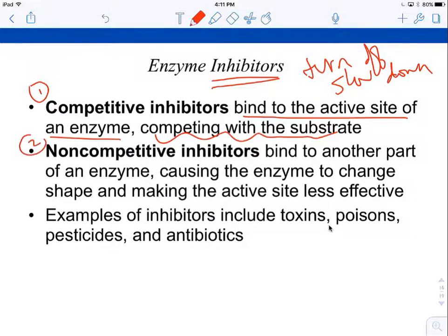Another type of inhibitor is a non-competitive inhibitor. Non-competitive inhibitors bind to a different part of the enzyme, and they basically cause the enzyme or the active site to change shape, and then that renders the active site less effective. Different types of inhibitor include toxins, poisons, pesticides, antibiotics. They will all affect or shut down the activity of enzymes.